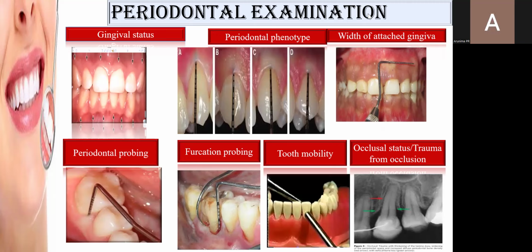And for tooth mobility, as the picture clearly shows, you have to know how to hold the instrument and assess the mobility. It is mandatory that you check the occlusal status or trauma from occlusion, the latest term being excessive occlusal force. And make sure that a tooth with an endo-perio lesion or a combined endo-perio lesion is relieved from occlusal force.